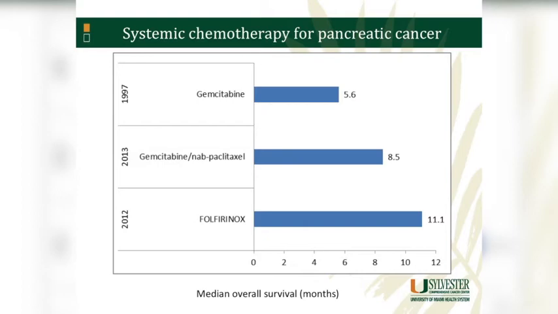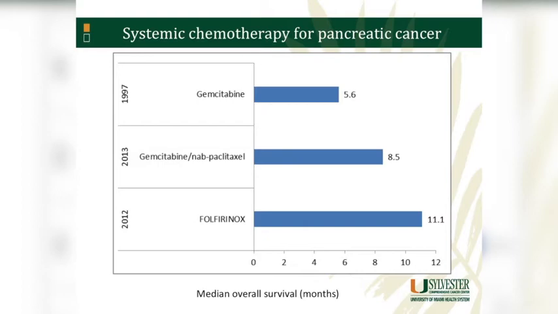More recently, we've had more tools. And if you look at the median survival times for systemic therapy, in metastatic patients, the median survival for the gem-nab paclitaxel regimen is about 8.5 months. For the FOLFIRINOX regimen, close to 1 year.